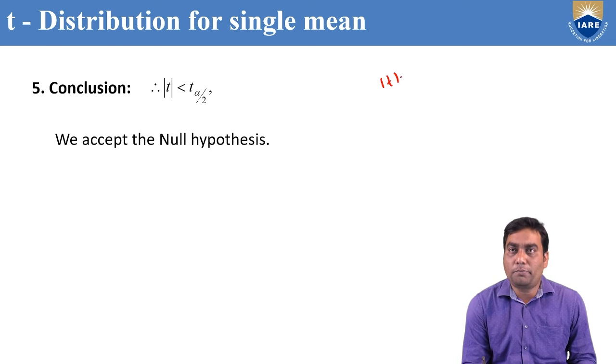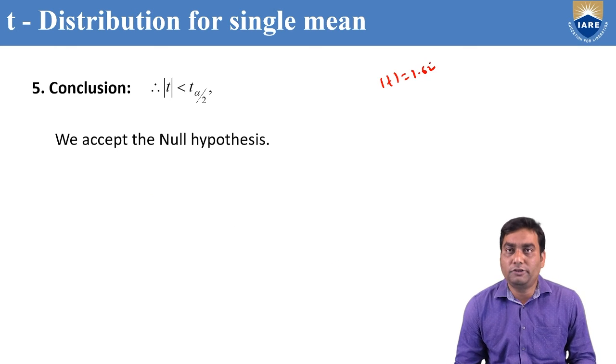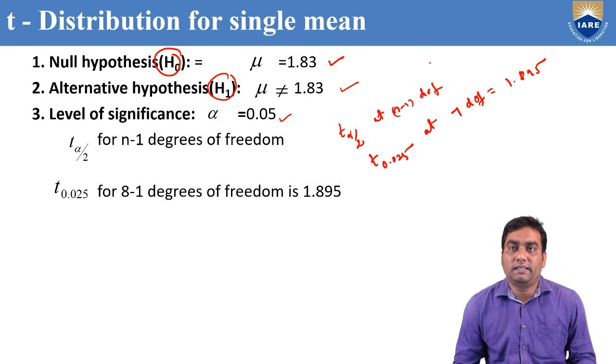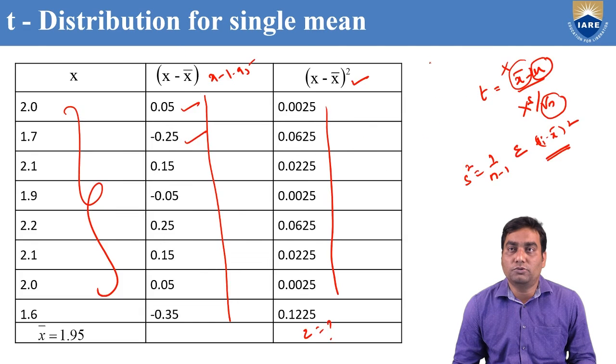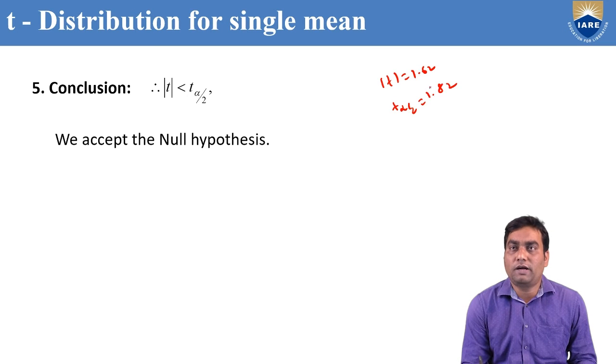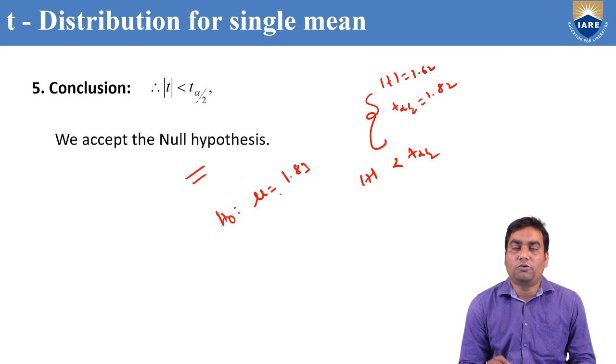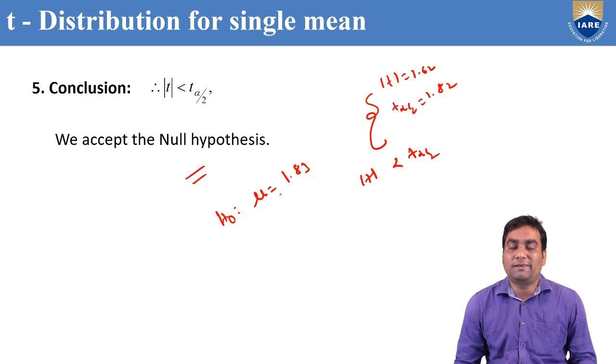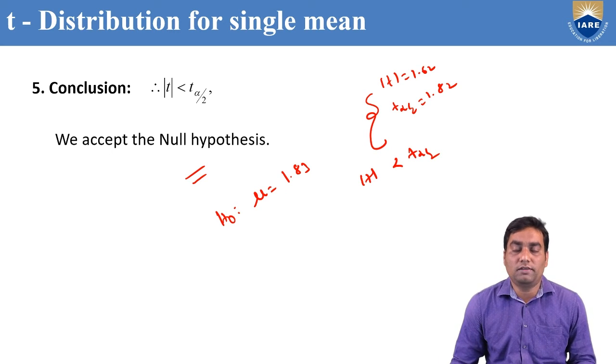And mod t is 1.62, and coming to the previous slide, t alpha by 2 is 1.8. Now compare these two. So mod t value is less than t alpha by 2. That means we are going to accept the null hypothesis. What is the null hypothesis? Mu equal to 1.83. That means whatever claim he has given about his company's product, it is acceptable.